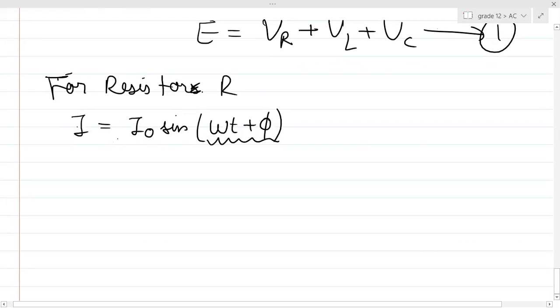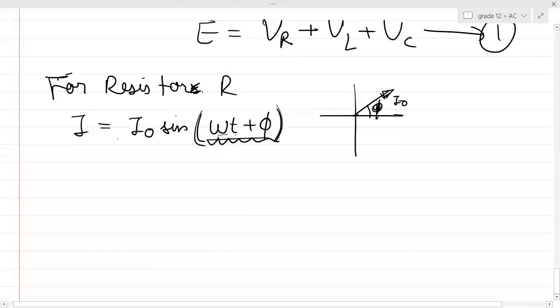Phi? Phi will not be the phase. The phase of this current is omega t plus phi. Phi is the initial phase, right? The phase as of now is basically, I told you, whatever is written inside the bracket. So the phase of this is how much? Omega t plus phi, right? If I draw a current, will it look like this at initial phase phi?